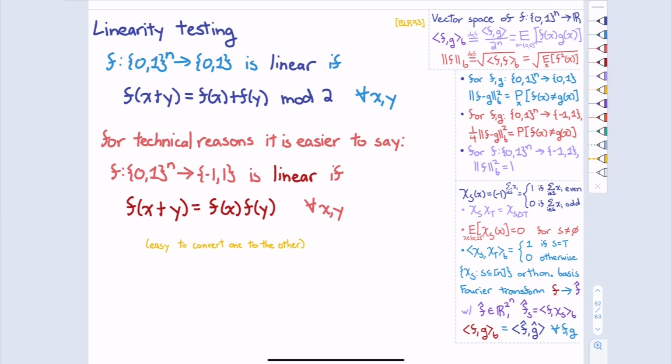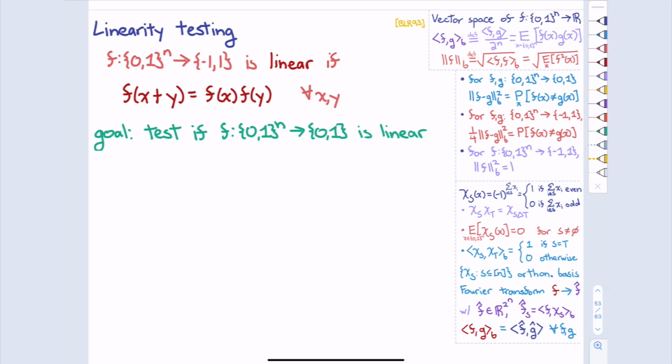And also, one thing nice is that in this other definition of linear, each of our basis functions is a linear function. All right, so we're going to test linearity in this second multiplicative sense of the word, but it's not very hard to apply to the original sense because you can convert the 0, 1 function to the negative 1, 1 function very easily by mapping 1 to negative 1.